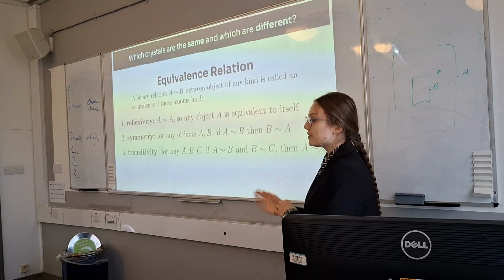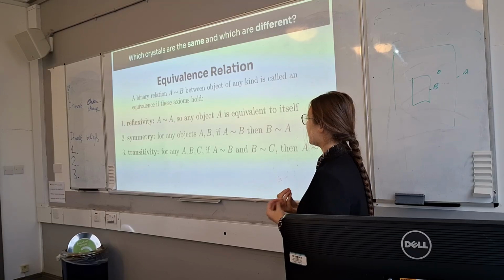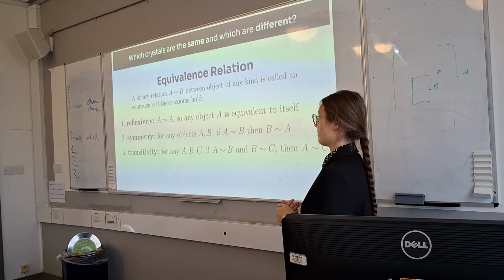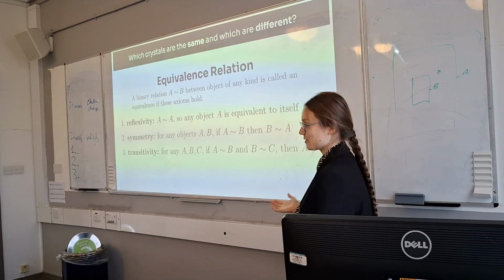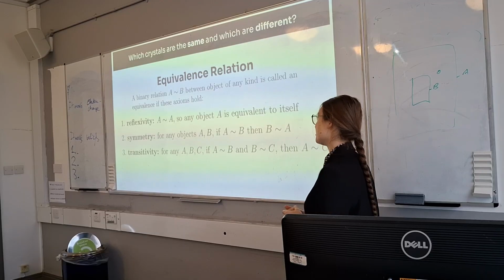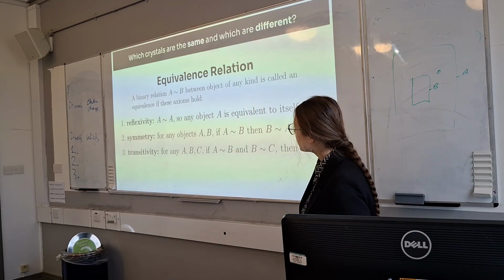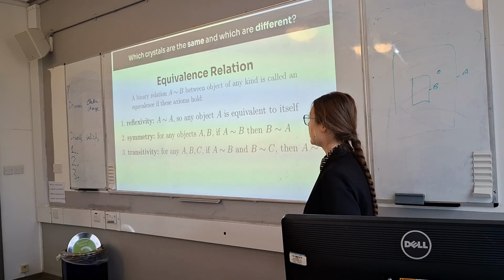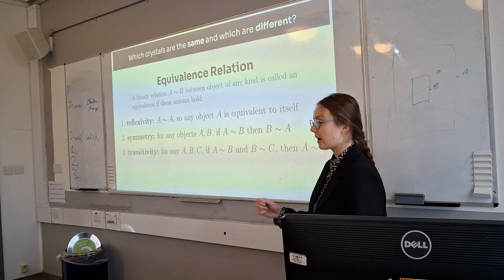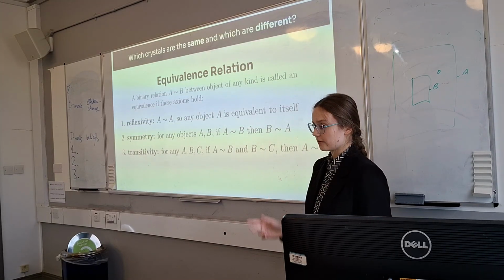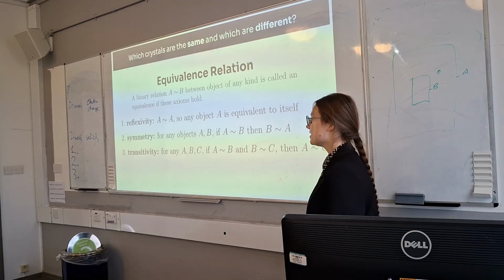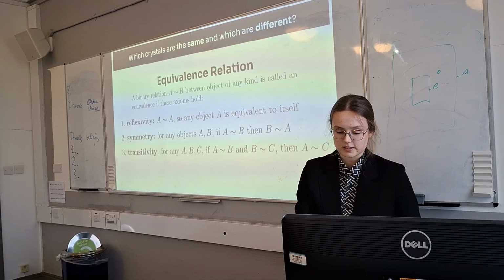So we can sort of see that they're the same, but mathematically, how are we going to say that they're the same? Well, we're going to use an equivalence relation. We've seen this in foundations, if you do foundations, and that is the binary relation between two objects of any kind, and they have three axioms that have to hold, which are reflexivity, symmetry, and transitivity.